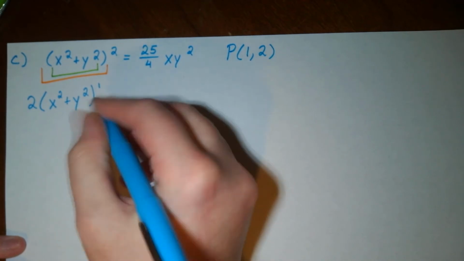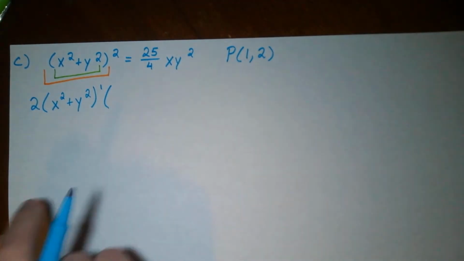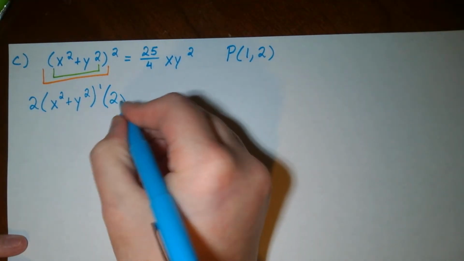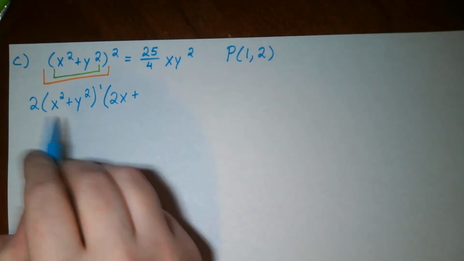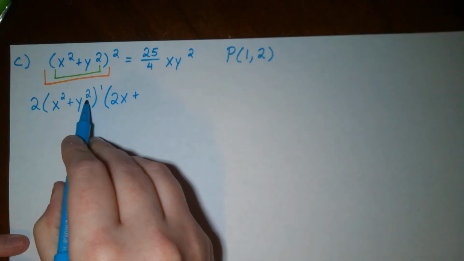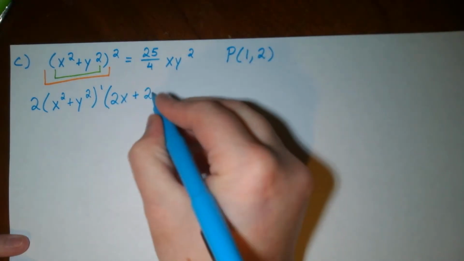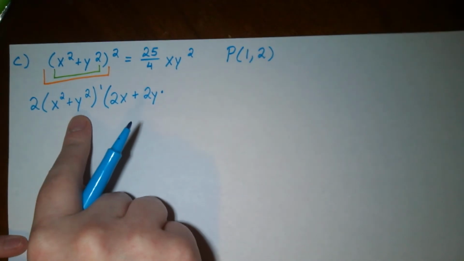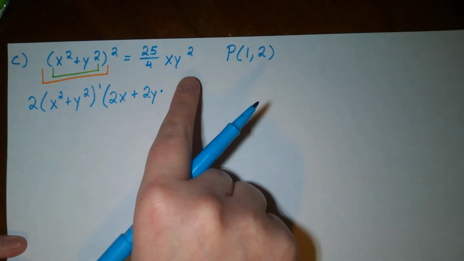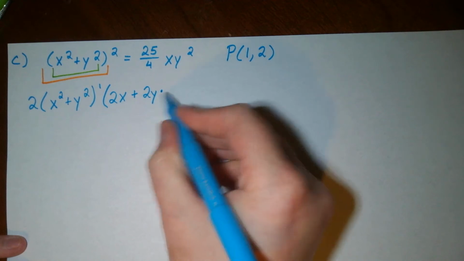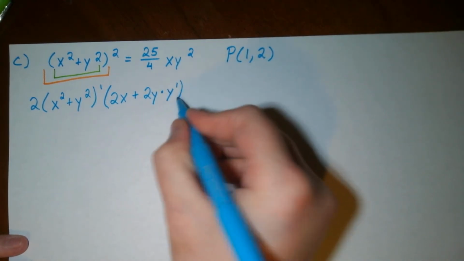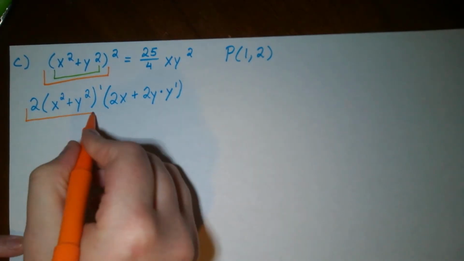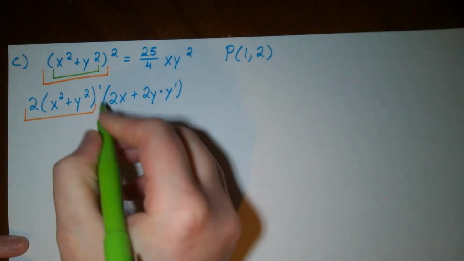That's just going to be the first power, times the derivative of the inside. So when we take the derivative of x squared with respect to x, it's going to be 2x, plus the derivative of y squared with respect to y will be 2y. Remember, I took the derivative of this guy with respect to y, but I want the whole derivative to be with respect to x, so to fix that, I need to multiply it by y prime. Good, so I have the derivative of the outside times the derivative of the inside.